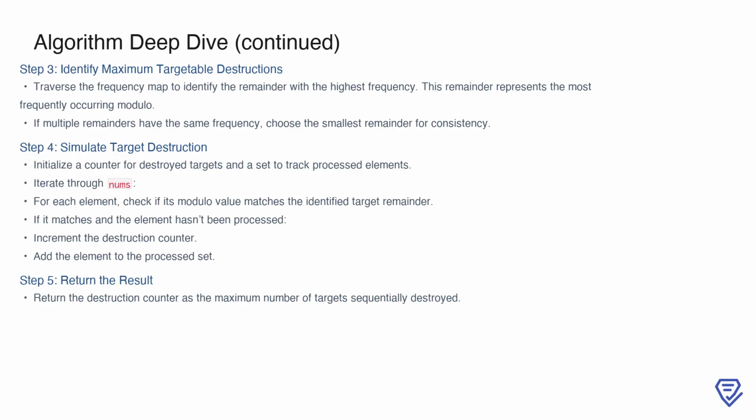After identifying the target remainder, we simulate the target destruction process. We initialize a counter to track the number of destroyed targets and use a set to keep track of the elements we've already processed. As we iterate through the nums array, we check whether each element's remainder matches the target remainder. If it does, and the element has not been processed yet, we increment the destruction counter and add the element to the processed set. Finally, once the simulation is complete, we return the destruction counter, which represents the maximum number of targets sequentially destroyed.